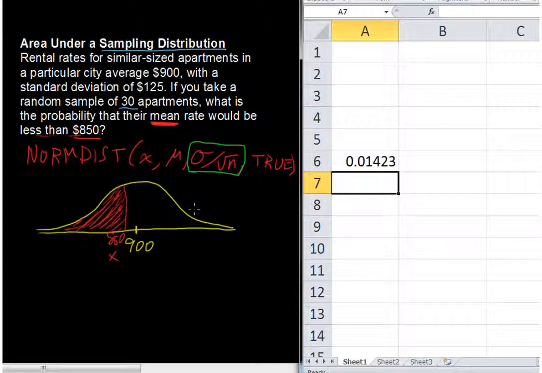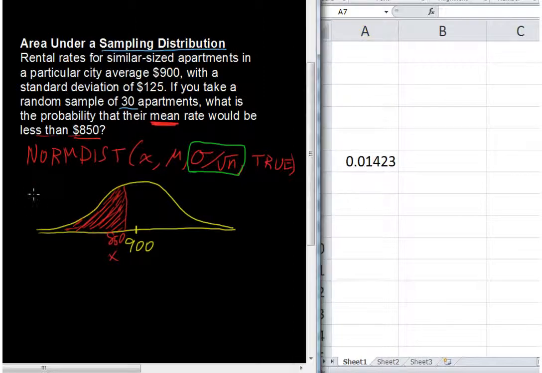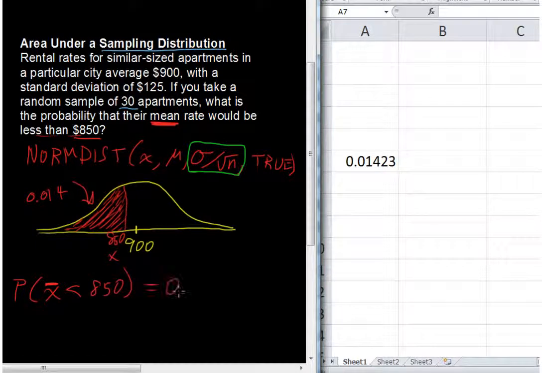0.0143. Now that's why I said earlier that I've drawn this very big. This area should not be drawn this big for that small probability, because 0.014 is this area. So the answer, the probability that the mean, notice I'm going to put x bar, the probability that the mean is less than 850 equals 0.014. Okay, that's our answer.